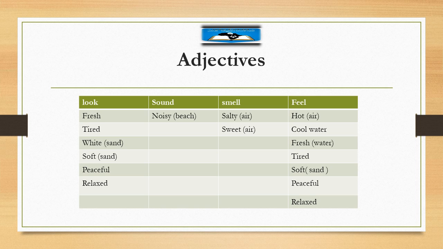But also the word fresh, we can say that you feel fresh. You look fresh, but we also can say you feel fresh. So here the fresh water, because you feel the fresh water. You feel tired, or sometimes you look tired. So it can be used in different ways. You feel the soft sand, because you can touch it as well. But it also can look soft. You feel peaceful, you feel relaxed. So these are the adjectives that he used in the paragraph. He used so many adjectives to describe his vacation in a very nice manner.